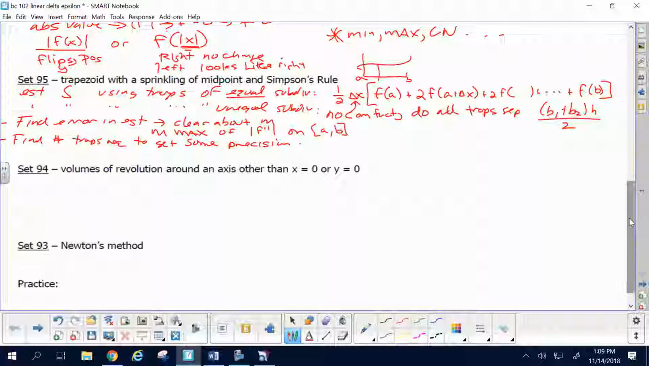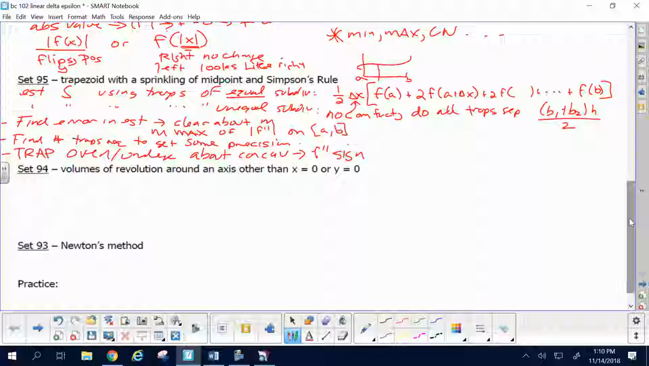Let me go back here. Find the number of trapezoids to estimate to some precision. Check. Be able to tell me if trapezoids over or underestimate. Whether trapezoids over or underestimate is about concavity. So use the second derivative sign to determine. This is an overestimate because I use trapezoids on a concave up function because f double prime is positive.